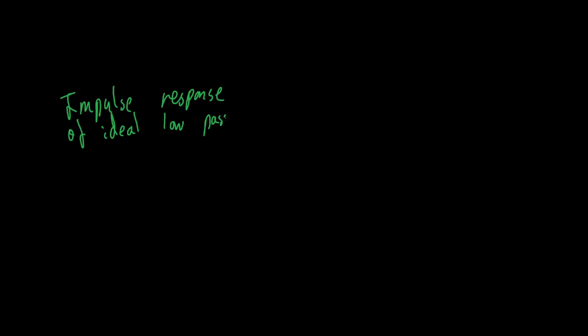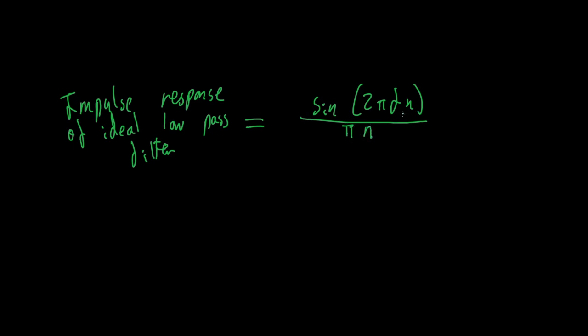So we said the impulse response of ideal low pass filter is sine 2 pi fn divided by pi n. Now you have this, oh, that's fc, that is. You have this variable fc, and that is your cutoff frequency.